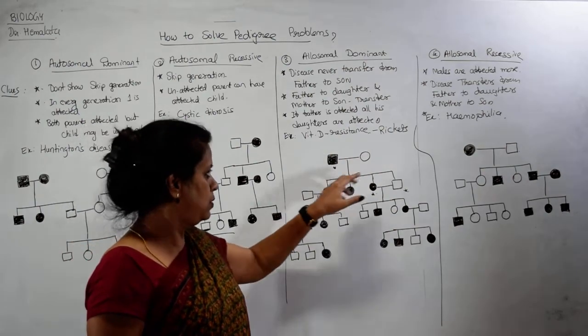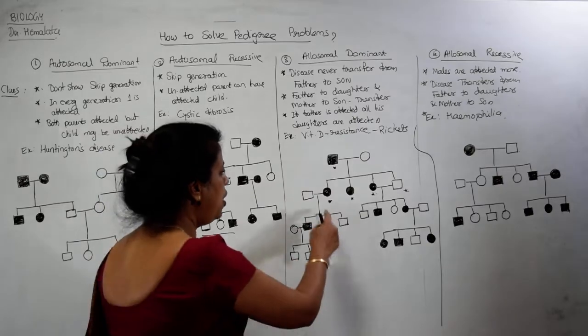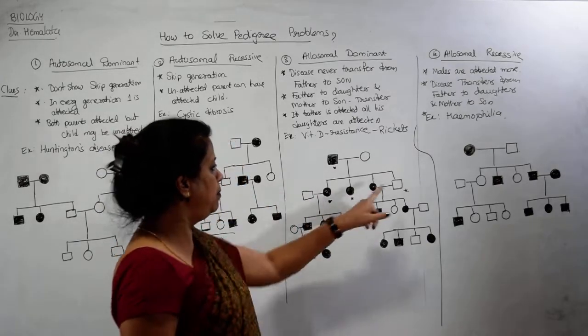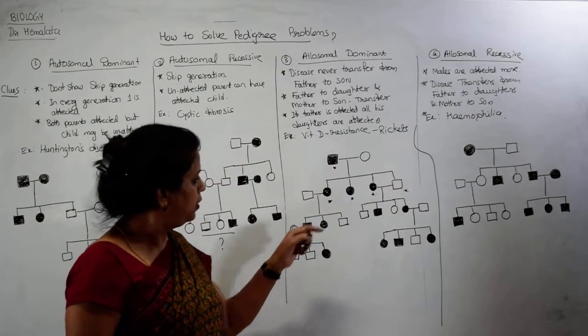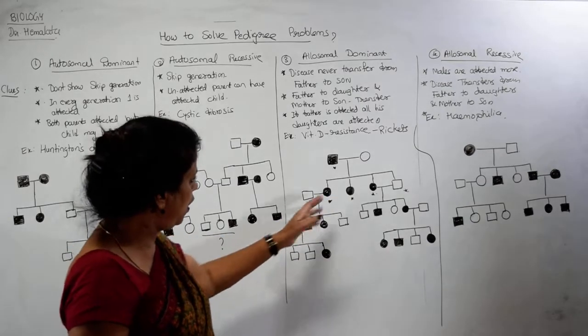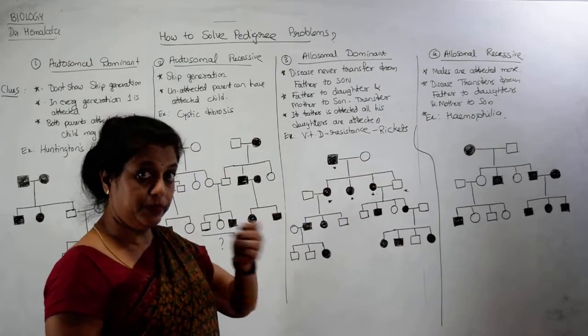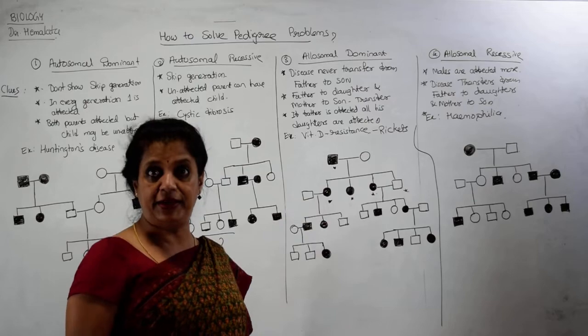Now see the cross. See, the father is affected, mother is unaffected. See, all the females are unaffected, but son is not affected. Right? You can see 1, 2, 3 children are there, 3 daughters are there, all are unaffected. Sorry, they are affected because they have got it from the father, because they get X chromosome from father, right?